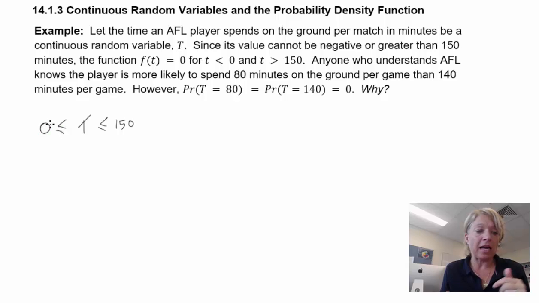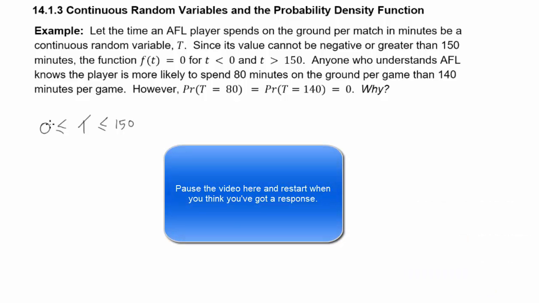Anyone who understands AFL knows the player is more likely to spend 80 minutes on the ground per game than 140 minutes on the ground per game. However, the probability of t equaling 80 minutes, compared to the probability of t equaling 140 minutes, is 0. Pause the video and take a minute to think about why that is the case.